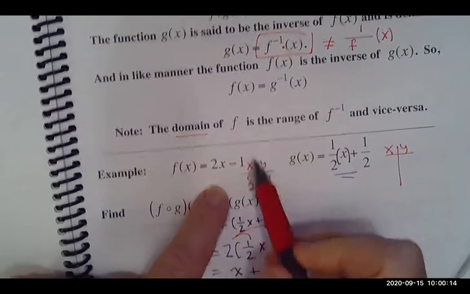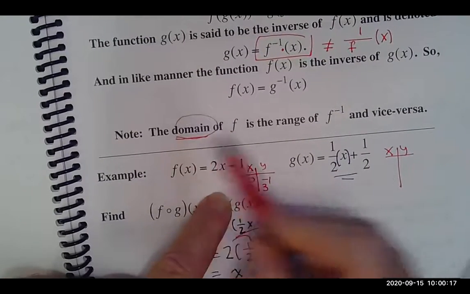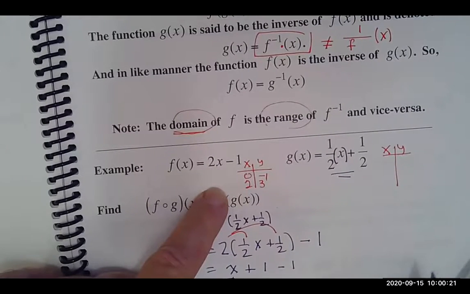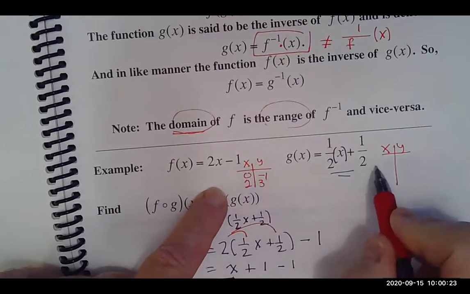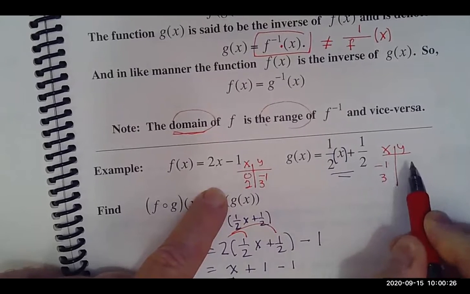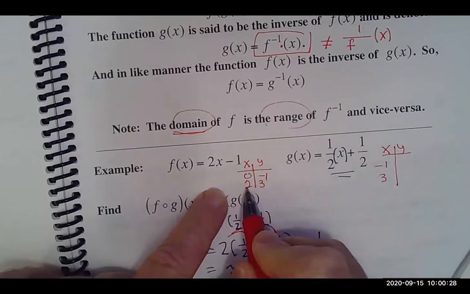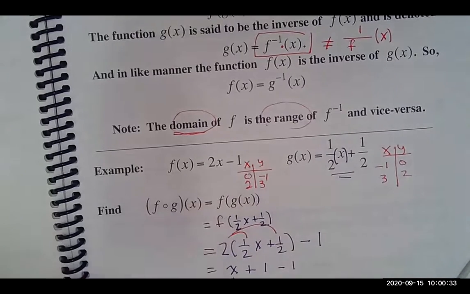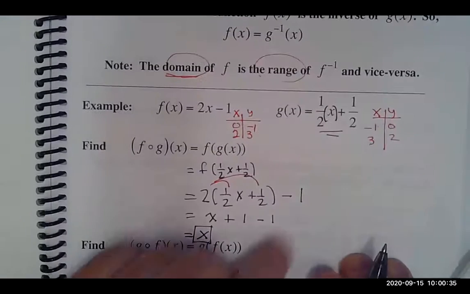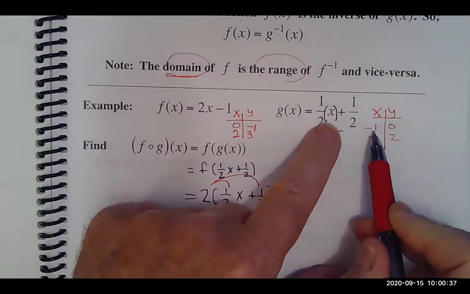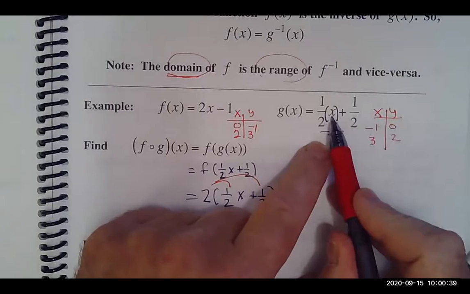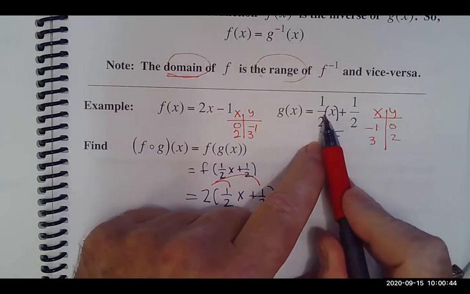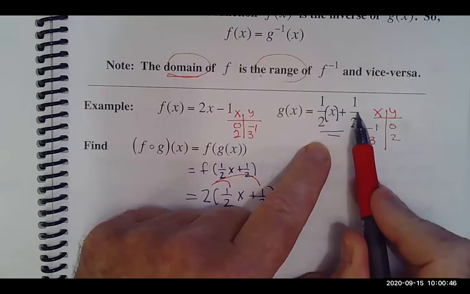what this is saying is the domain is the range of the other one. Oh, the domain here is the range over here. This should be -1 and 3 over here, and the range is the domain over here. Oh, this should be 0 and 2. Let's check it out and see if it works. Put in a -1 right here and see if you get 0. Oh, -1/2 plus a half is 0. Yeah, it does. How about 3? Okay, 3 halves plus a half is 4 halves is 2.